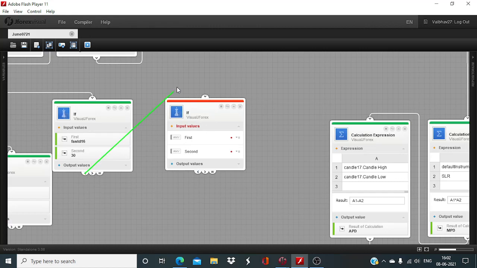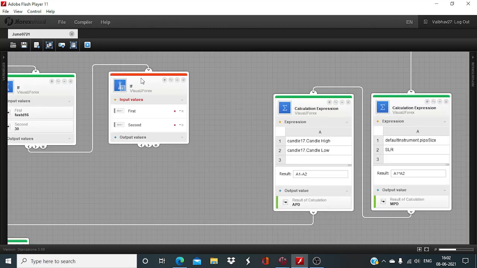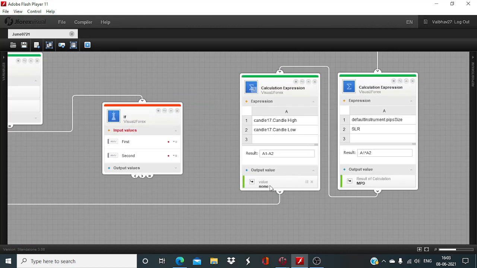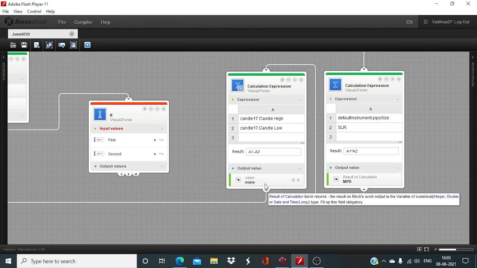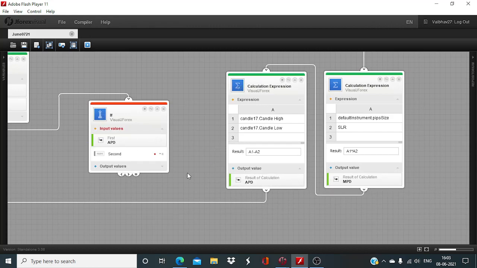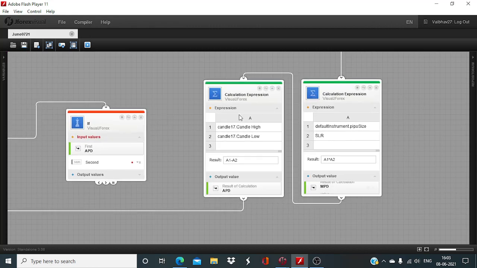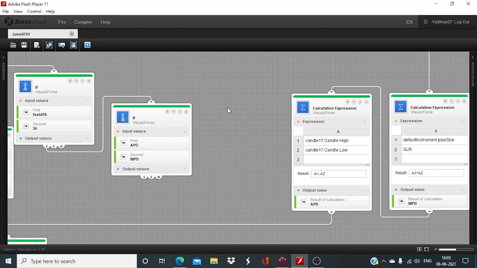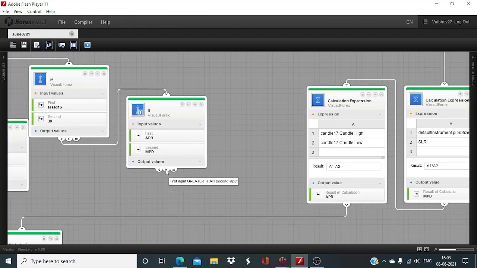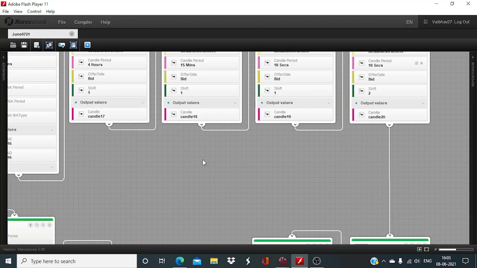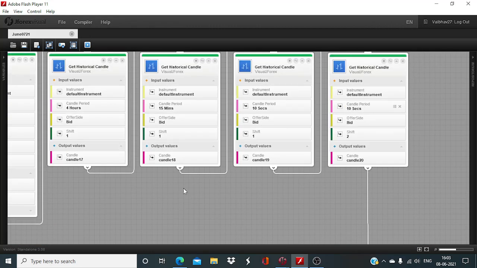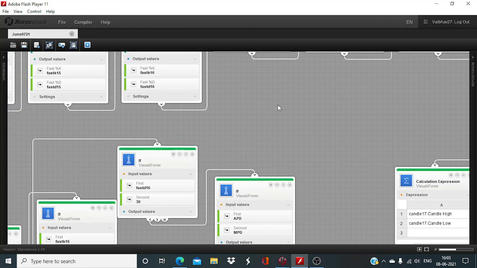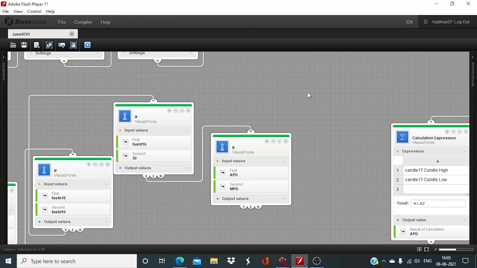And first input less than second input. After that, this actual price difference will have to be compared with minimum price difference, and in this case first input should be greater than second input. Okay, so these are all the conditions which need to be fulfilled for the execution of the trade.